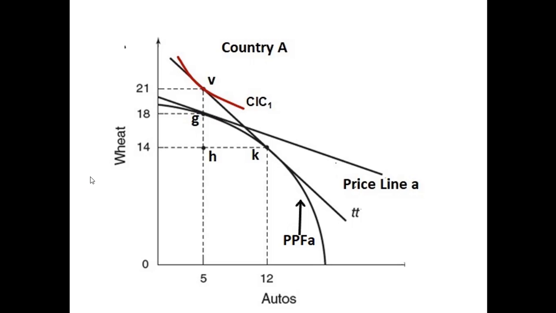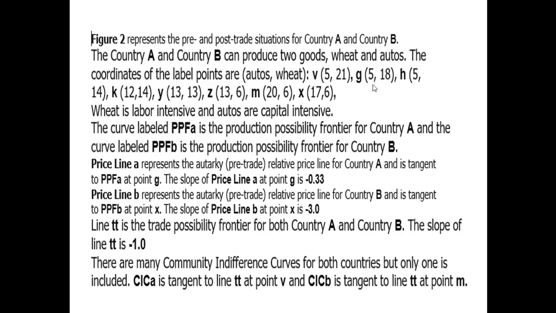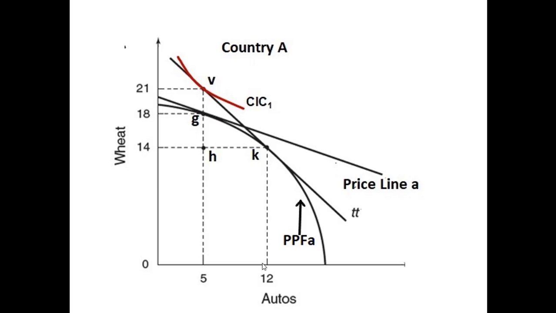The point of production when country A participates in trade is going to be where that line is tangent. Visually, you can see that it touches the production possibility frontier, doesn't cut through it, just touches it at point K. Therefore, that's going to be your production point when country A participates in trade. And that information for the quantities is given back here, or you can read them off the graph.